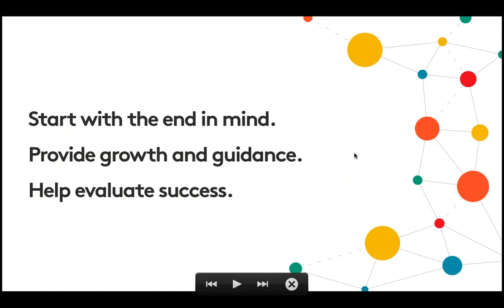So, to summarize what we just went through in the comments and questions, it helps us and the students start with the end in mind. It also provides growth and guidance and helps evaluate success. Those are the three overarching goals we're looking for, and why performance objectives matter, and how important they are not only to us, the instructors and administrators, but to the students as well.